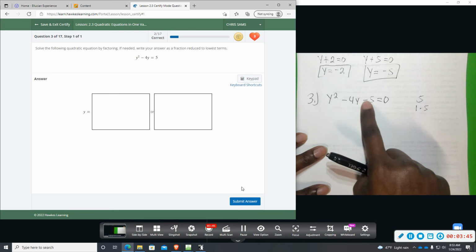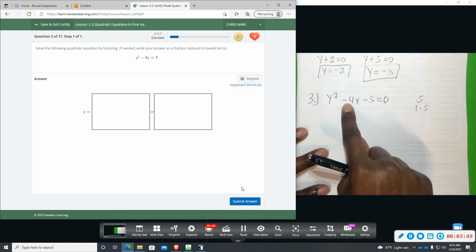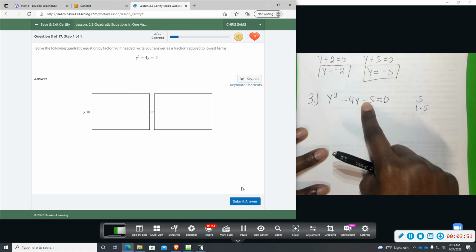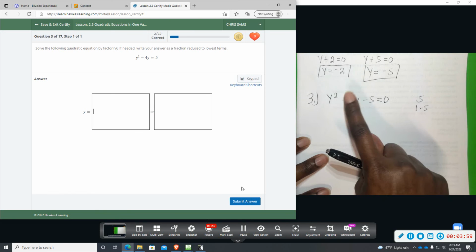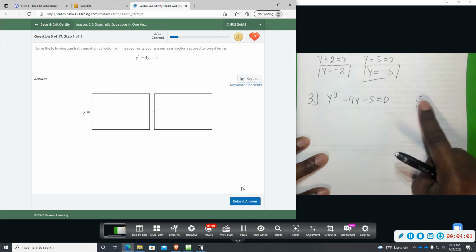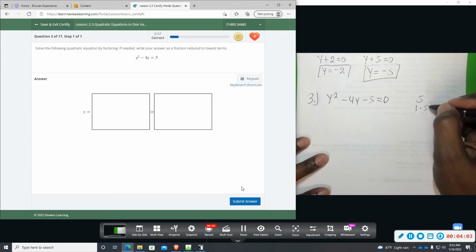Alright, the second sign tells you what to do. So if this was positive, that means you have to add to try to get the middle number. But it's negative, so you subtract. And you got to be careful with that because it changes. Sometimes you add, sometimes you subtract. So we're going to subtract to see if we can get 4. And again, if we do 5 minus 1, we will get 4.